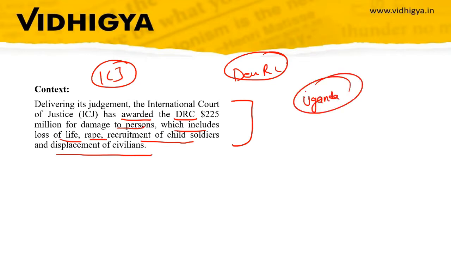So you do not have to remember that. However, we need to remember about the ICJ: the functioning of the ICJ, when it was established, and the membership of the ICJ. That we will be discussing. And the case was between the DRC and Uganda.